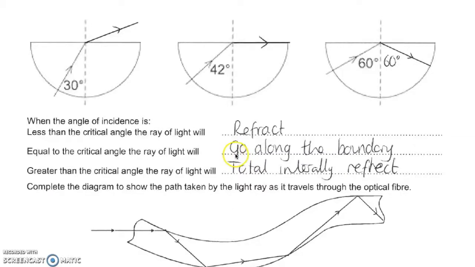So essentially, as I said, if the angle of incidence, which is this angle with respect to our normal line, remember the normal line is the imaginary line that is drawn 90 degrees to the surface where the light enters or exits the boundary between the two materials. Okay, so if it's at the critical angle, it's literally going to go along the boundary. If it's greater than the critical angle, we're going to get total internal reflection.